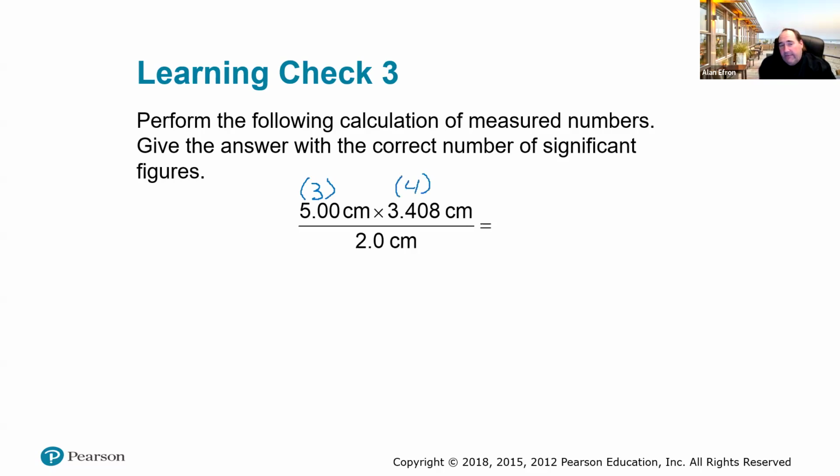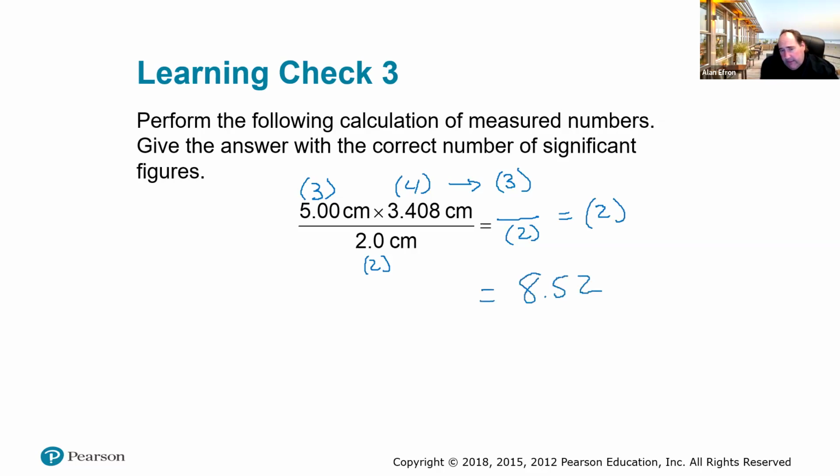That's going to be 4 significant figures, which means, again, technically speaking, when you get the top answer of just multiplying 5 times 3.408, you should end up with 3 significant figures. You're then going to divide it by the bottom number that has 2 significant figures. And that means that your answer should end up with 2 significant figures. So once again, on your calculator, I think you get something like 8.52 when you do this.